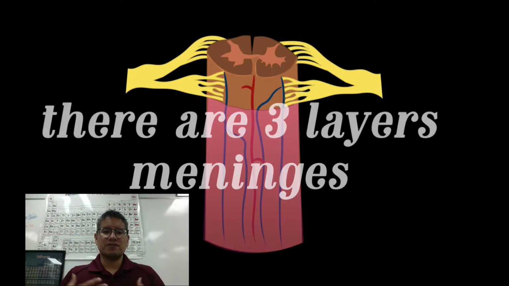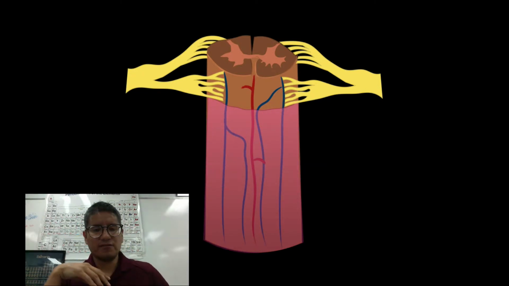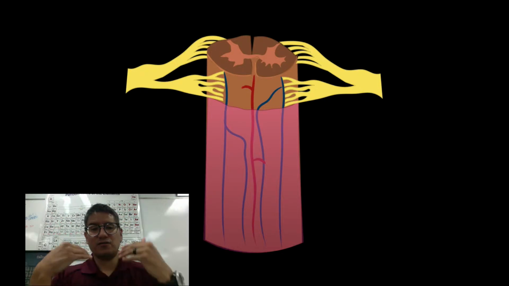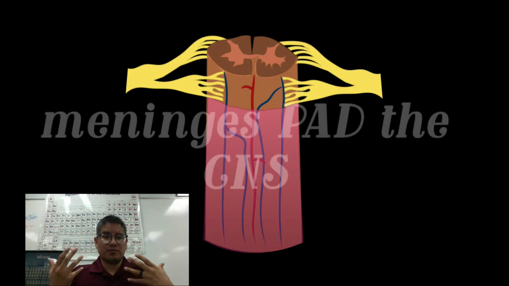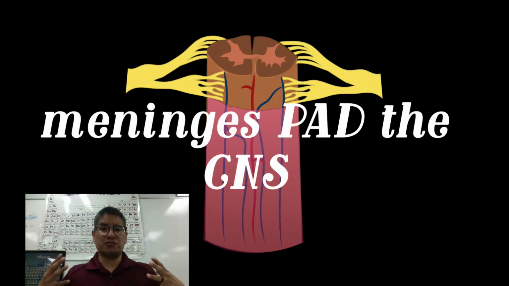The very first layer that we're going to talk about, now one of the easy ways to remember the layers and the order of the layers is to think of what the purpose of these layers is. The purpose of these protective layers is to pad the brain and the spinal cord, the central nervous system. You want to add cushion to it.